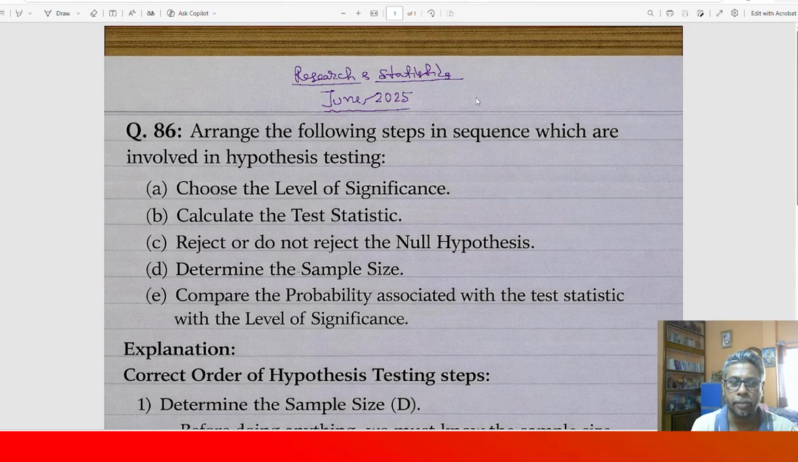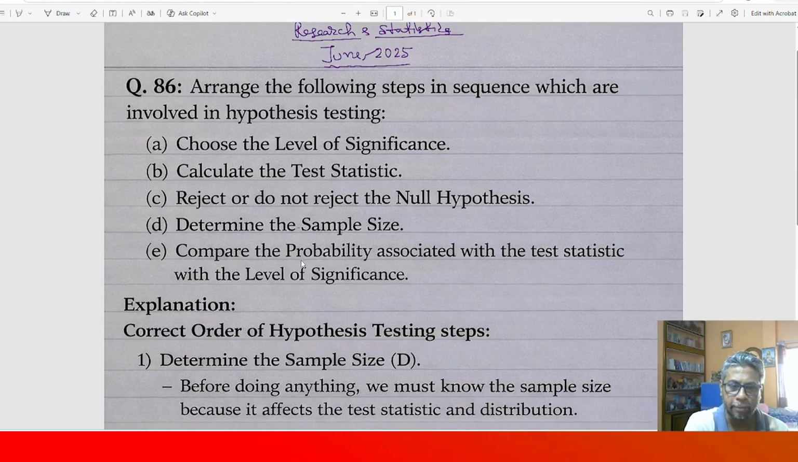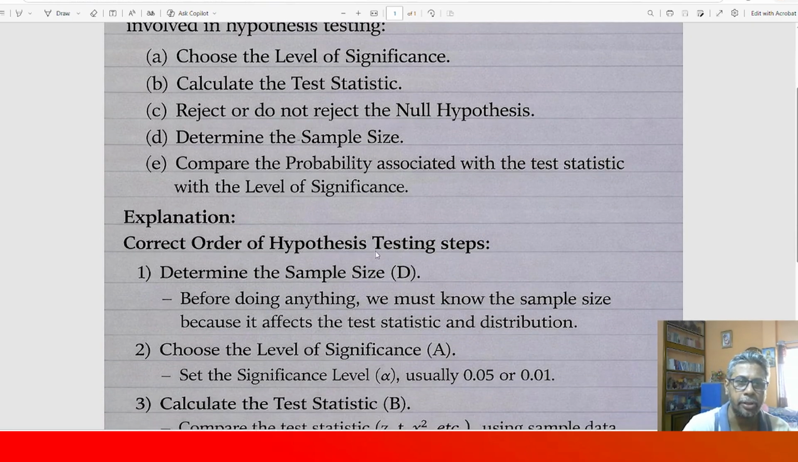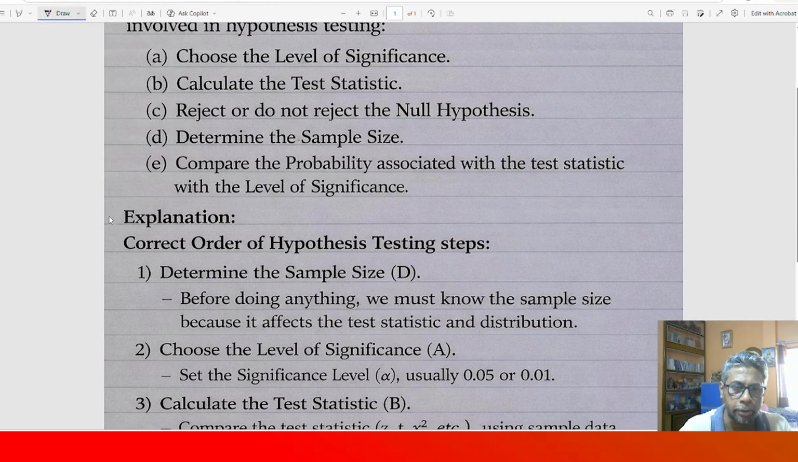This question is based on hypothesis testing. Arrange the following steps in sequence which are involved in hypothesis testing. They have given A, B, C, D with five statements. The correct explanation is the correct sequence, the correct order of the hypothesis testing steps.